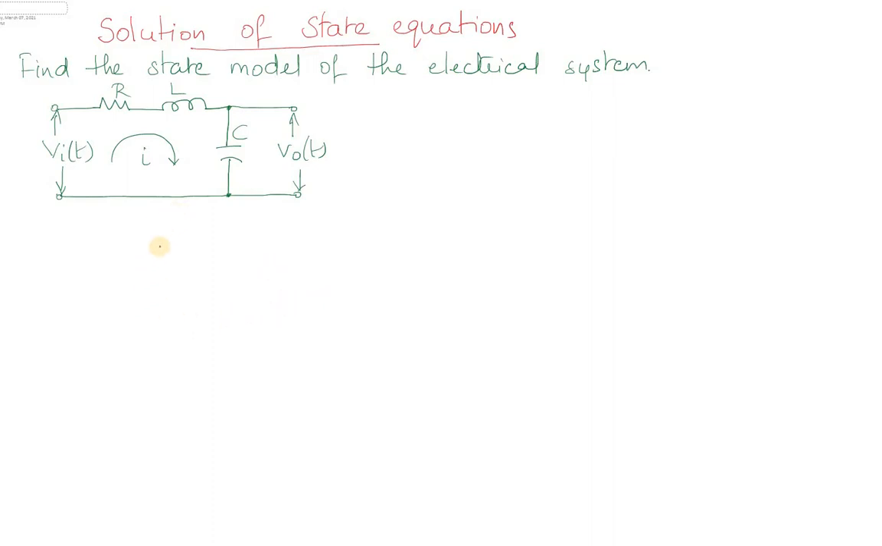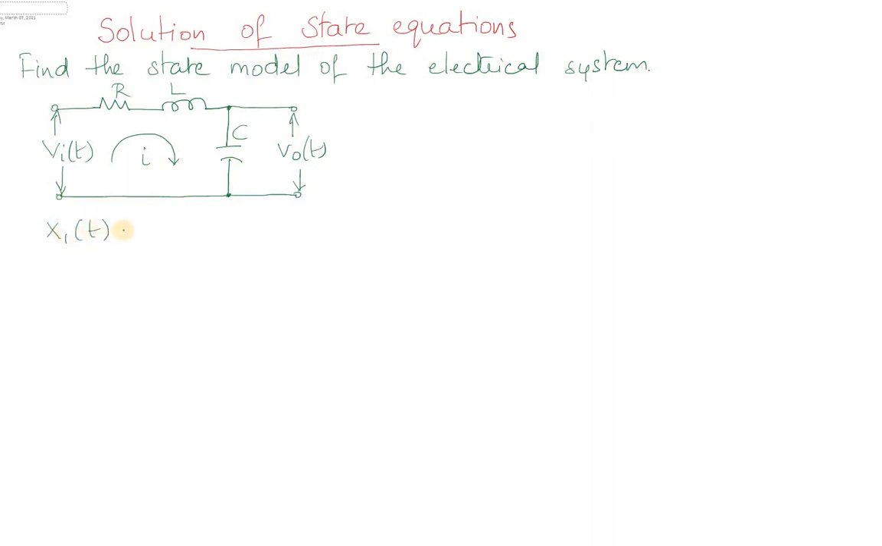If you see in this diagram, there are two energy storing elements. One is the inductance, the second one is the capacitance. So here we have two state variables, and the two state variables are the current through the inductor and the voltage across the capacitance, that is V naught of t. So we can start like this.